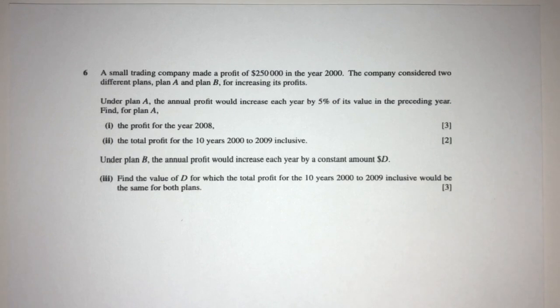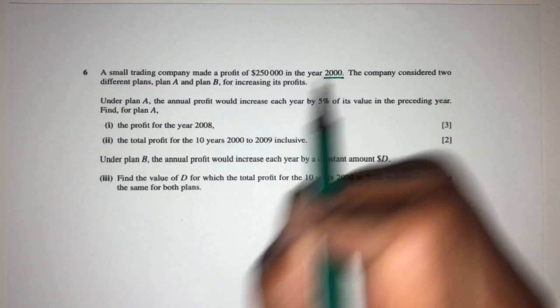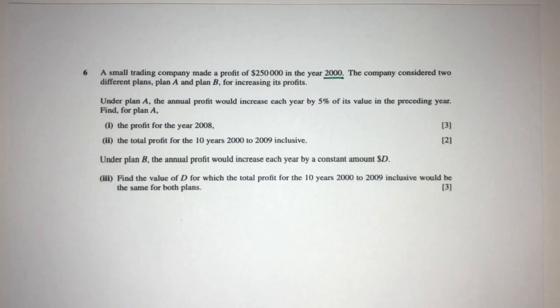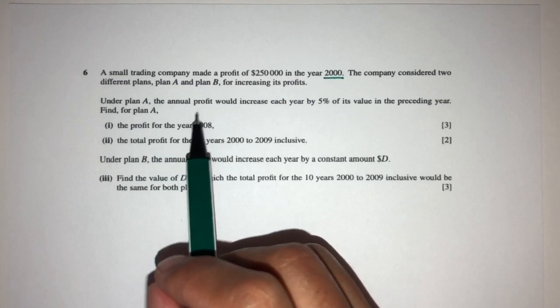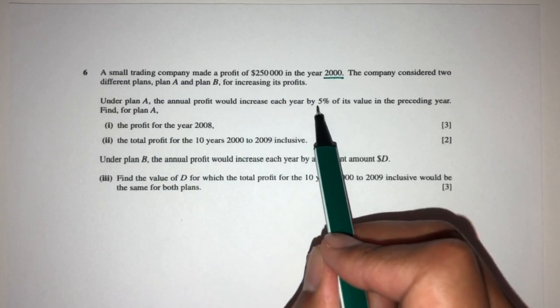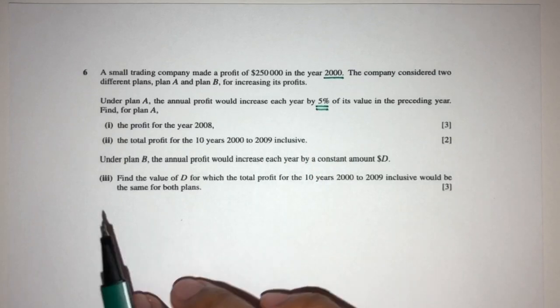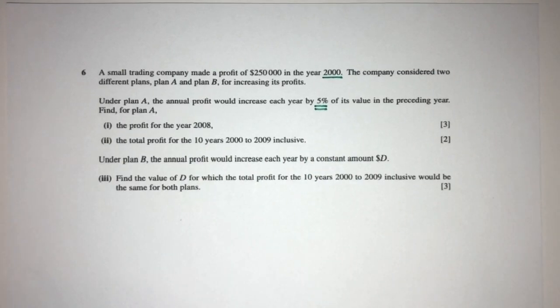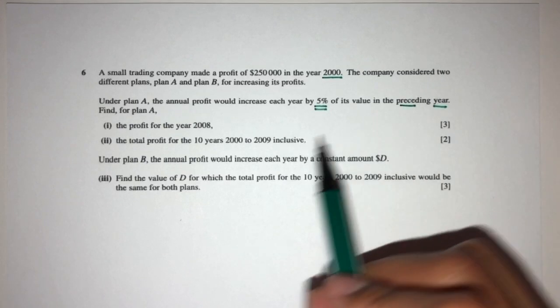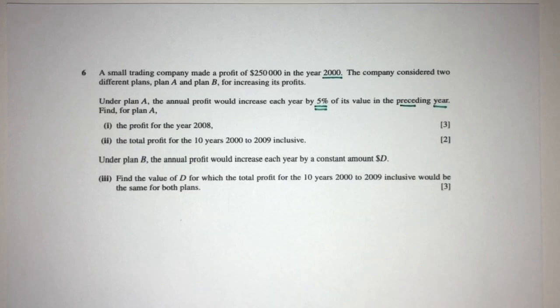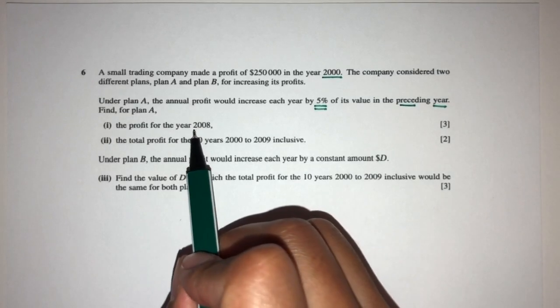A small trading company made a profit of $250,000 in the year 2000. This is the profit the company made. The company considered two plans, Plan A and Plan B, for increasing its profit. Under Plan A, the annual profit would increase each year by 5%. So the profit will increase by 5% each year of its value in the preceding year. Now, part 1, find for Plan A the profit for the year 2008.